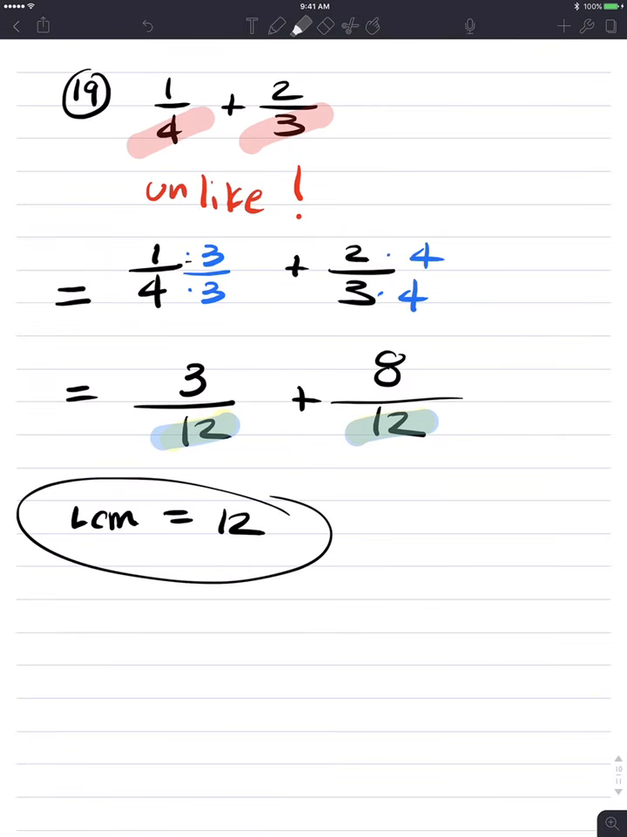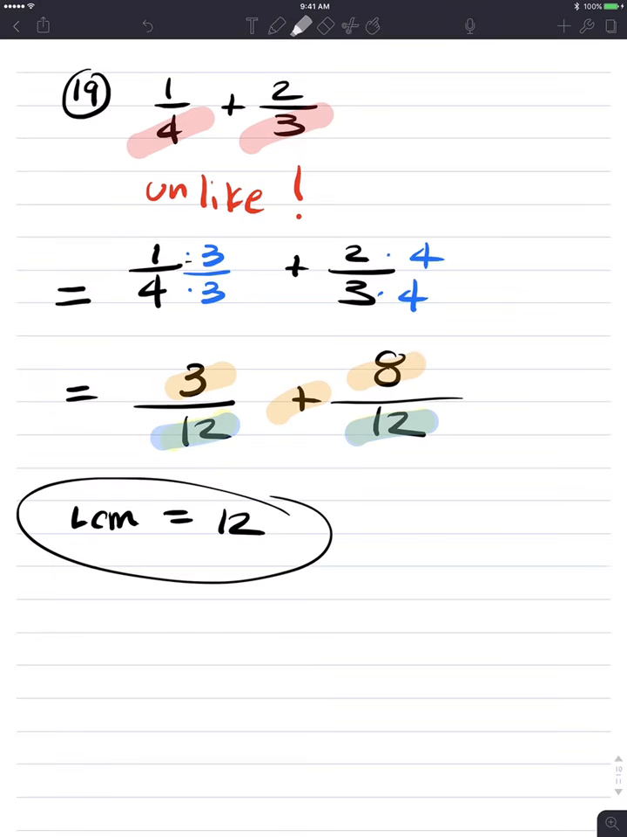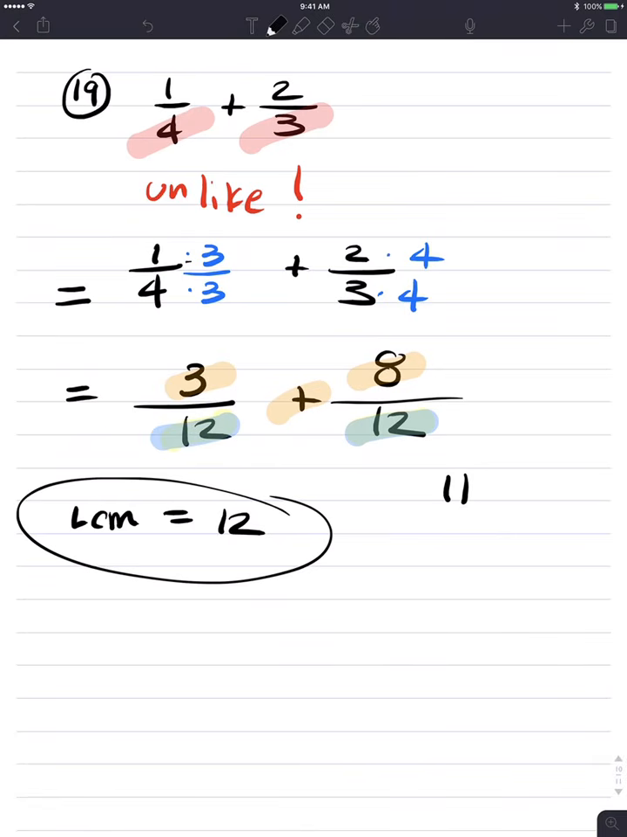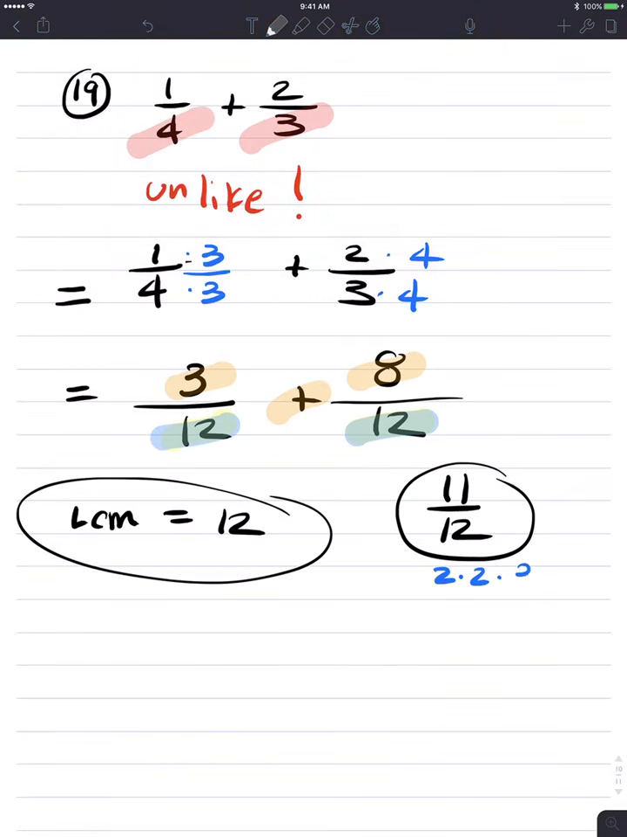We can now add the numerators together, like we did before. 3 plus 8, and that's going to give us 11. So our final answer is 11/12. Notice 11 is prime, 12 is not. 12 can be written as 2 times 2 times 3, but this 2, second 2, and 3 do not cancel with your 11. So you're done. This fraction is simplified.